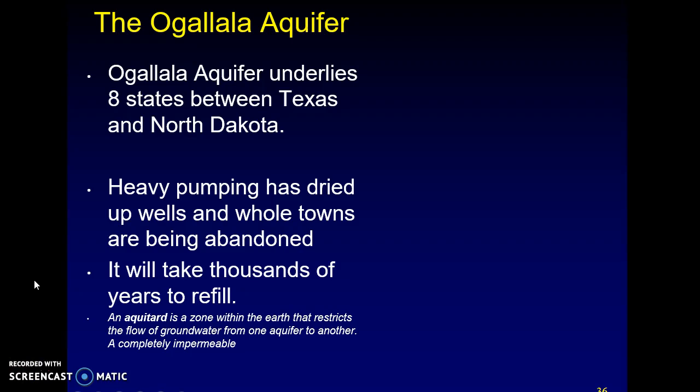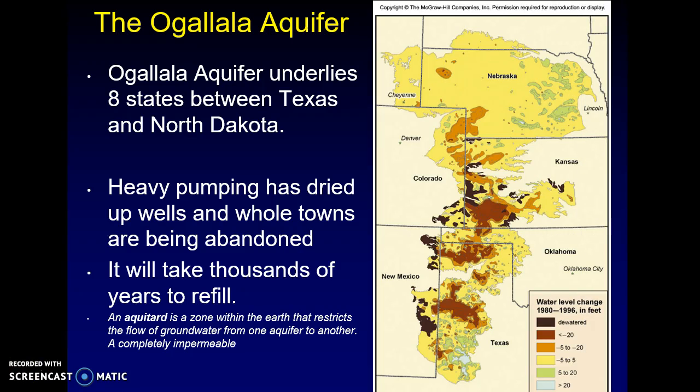The Ogallala aquifer is actually a very good example. You can see out here, the brown parts are completely dewatered. Once they are dewatered, they become aquitards. The areas where the water is completely depleted, the soil has gotten very, very thick, so it actually becomes a barrier.